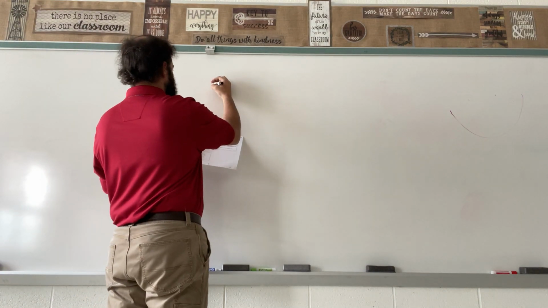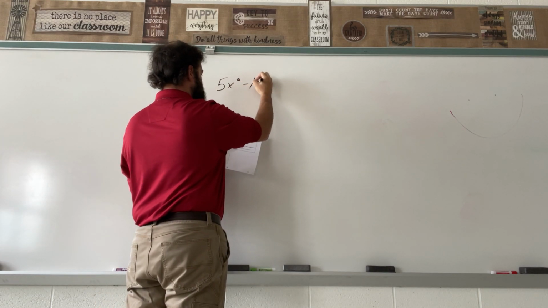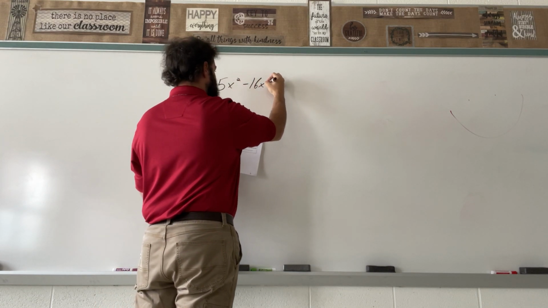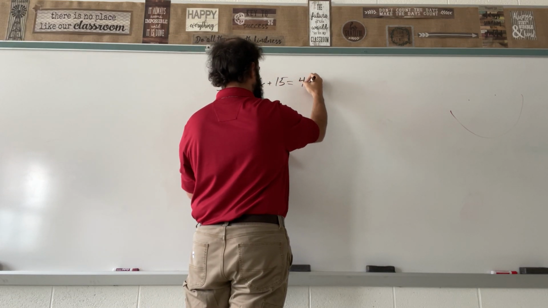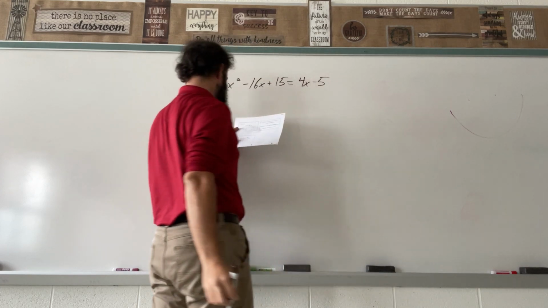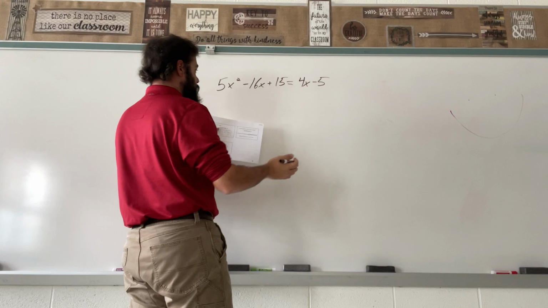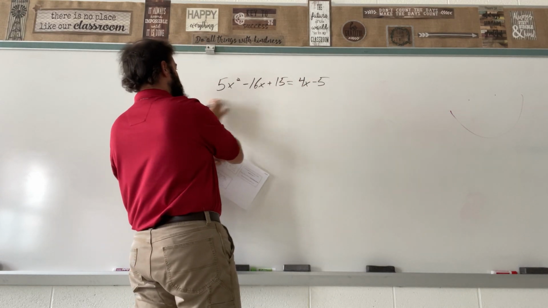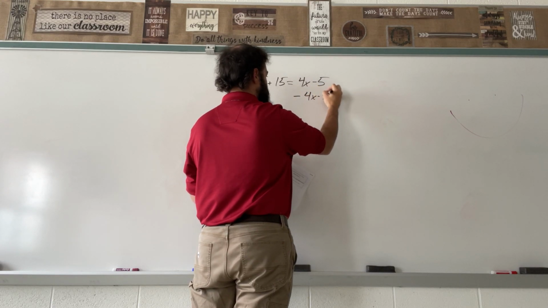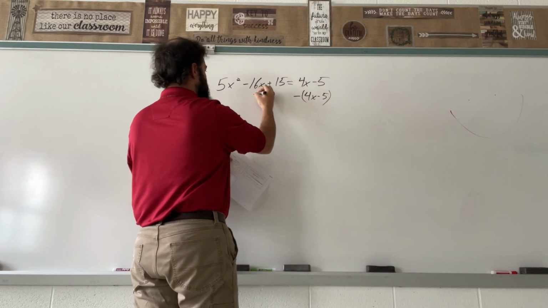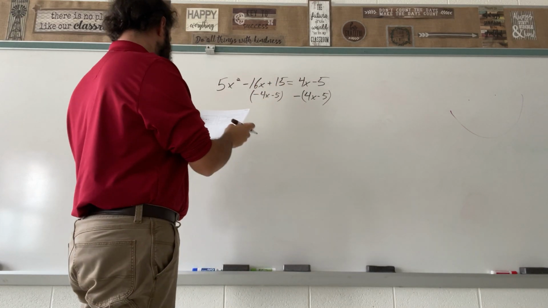So our last example is 5x squared minus 16x plus 15 is equal to 4x minus 5. So to get rid of everything over here, we have to move it over here. So we need to subtract it all. So we're going to subtract 4x minus 5, and then we're also going to subtract 4x minus 5 over here. So here's what you end up being left with.